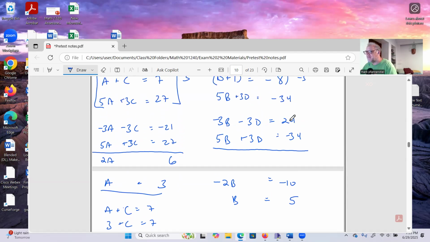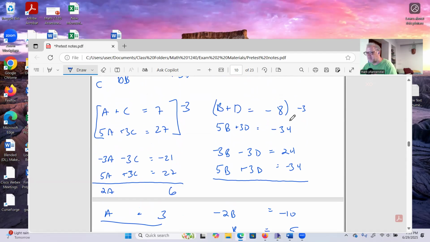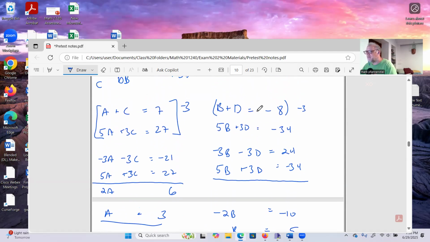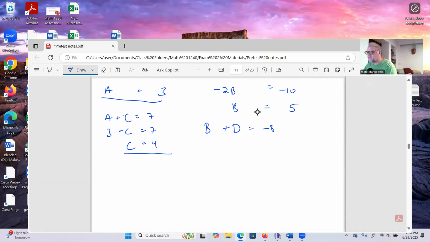Okay. And then we have to plug that into our equation and see if we can get anything else to come out of this. We have b plus d is equal to -8. One of my b's, I know b is equal to 5, so we're going to say 5 plus d is equal to -8. Subtract 5 from both sides, and we get d is equal to -13.